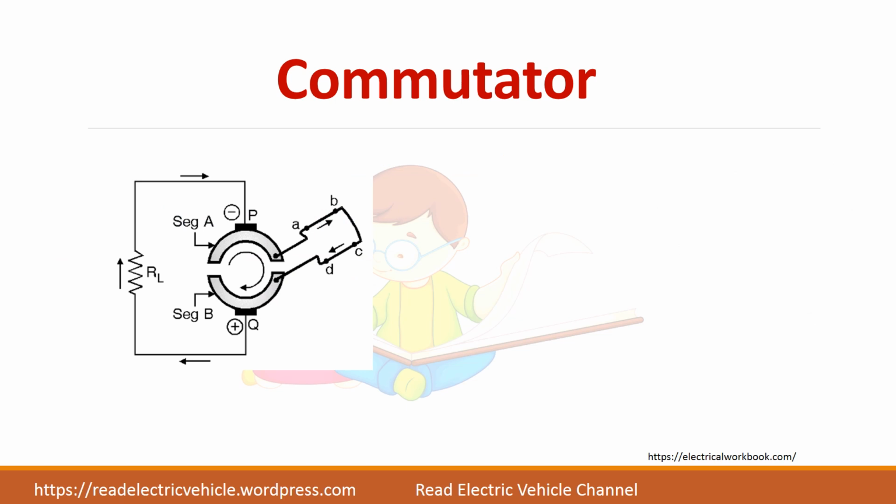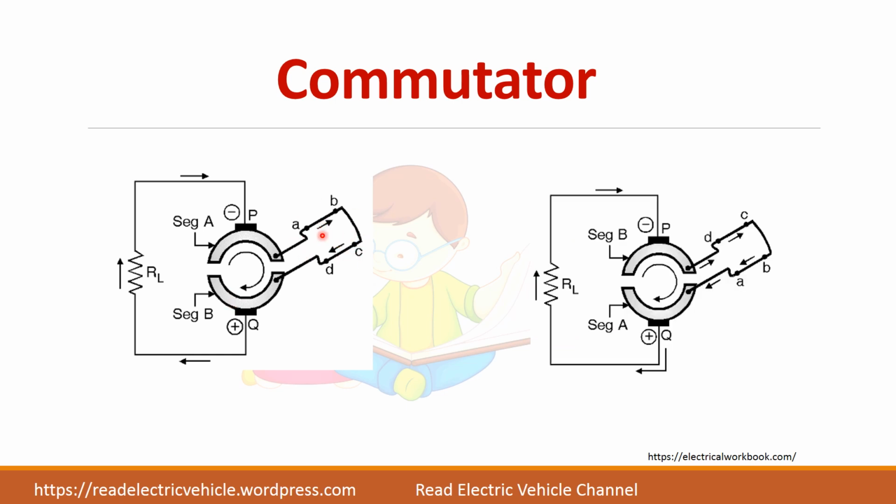How does this commutator change a bidirectional voltage into a unidirectional voltage? You see here, the conductor AB is at the top and it is connected to segment A of the commutator, and CD is connected to segment B. When this coil rotates, you can see here the current flows through the load in this direction. So the arrow is specified here, and this is the current direction in the external circuit.